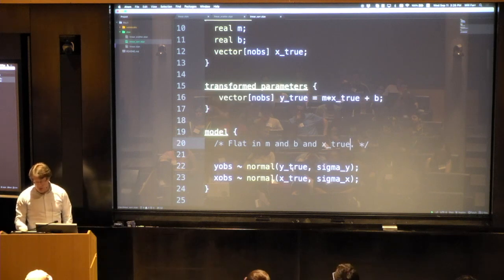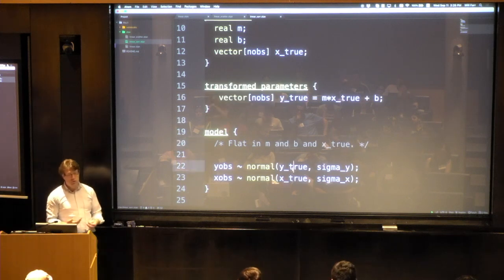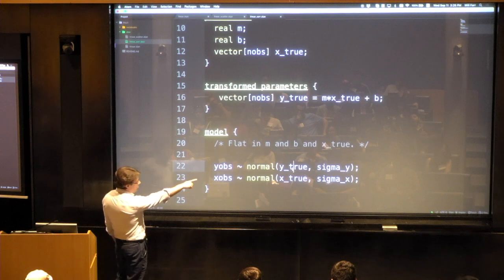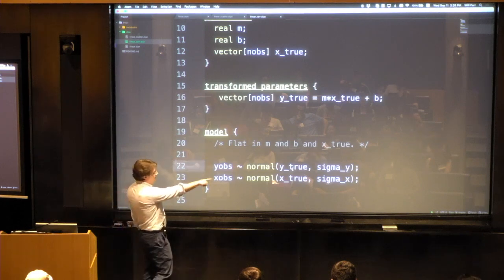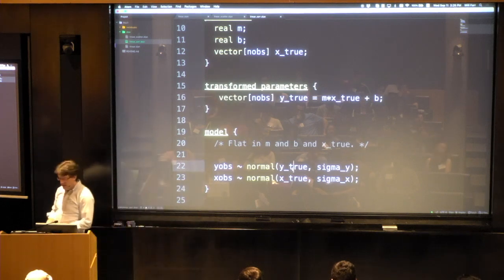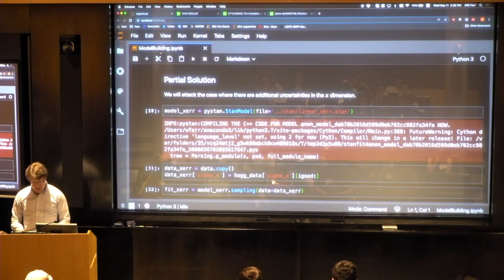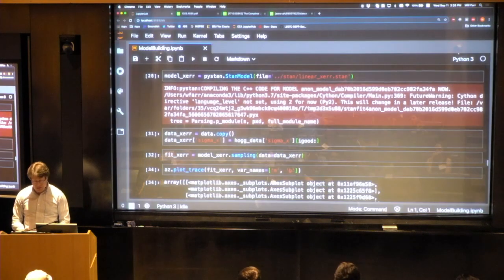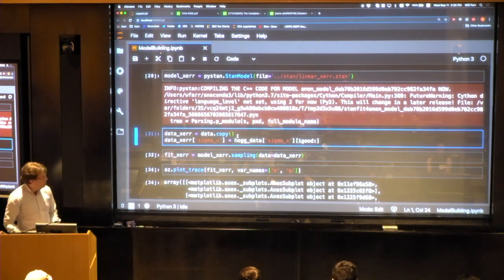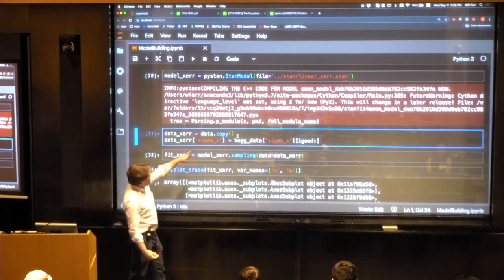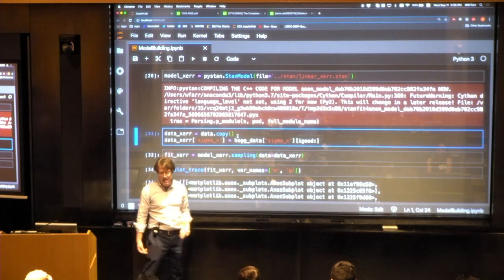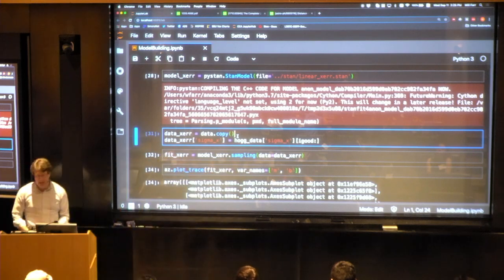And then we have two observations for each data point. One is that the observed y is given by y true with that uncertainty, and the observed x is given by x true with that uncertainty. We do the usual business. So we compile the model. The data now look like our old data, but they have one additional column, which is sigma x. We have to tell the code what that is.